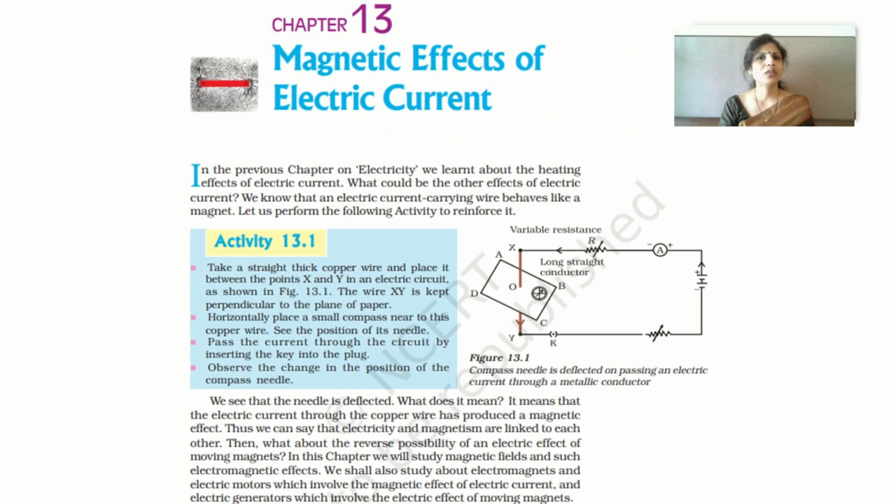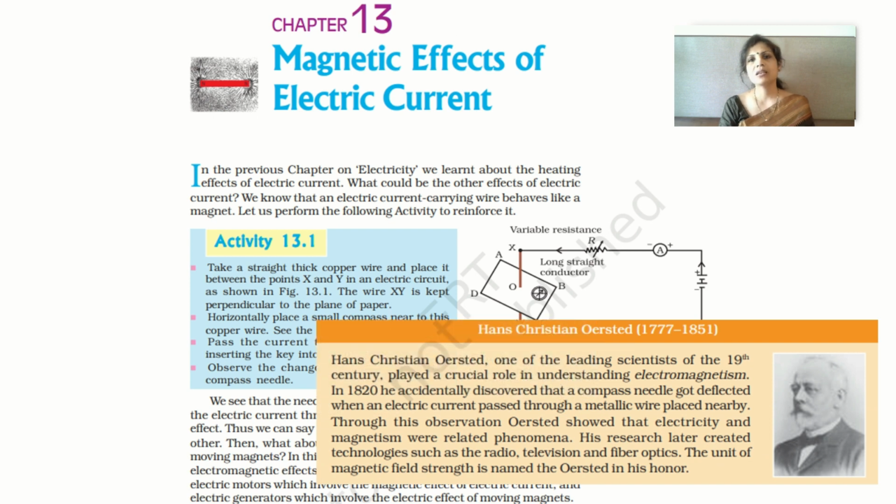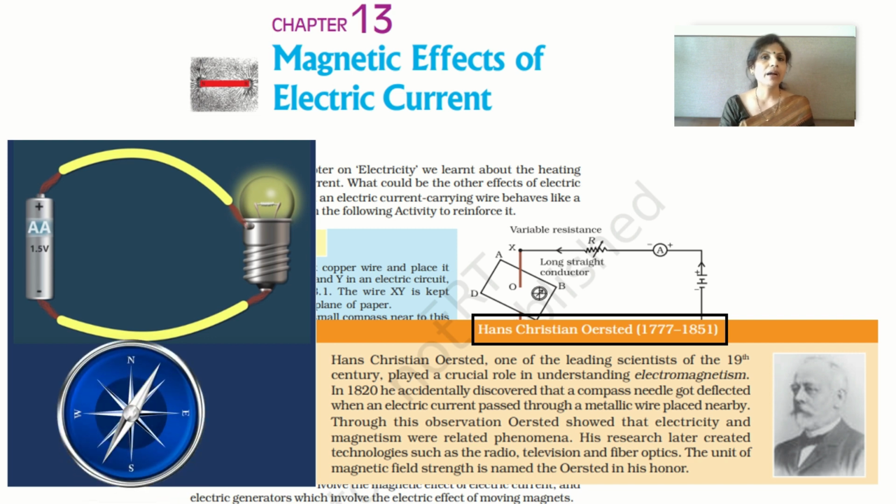So here we go, chapter number 13, magnetic effect of electric current. It starts with Oersted's famous experiment, that a current carrying conductor produces magnetic field around it. If you remember the experiment we did, a battery is attached to the connecting wires and that is attached to the bulb, and when the current starts flowing through this small circuit, and if we place a magnetic needle there, we will observe that the magnetic needle gets deflected.